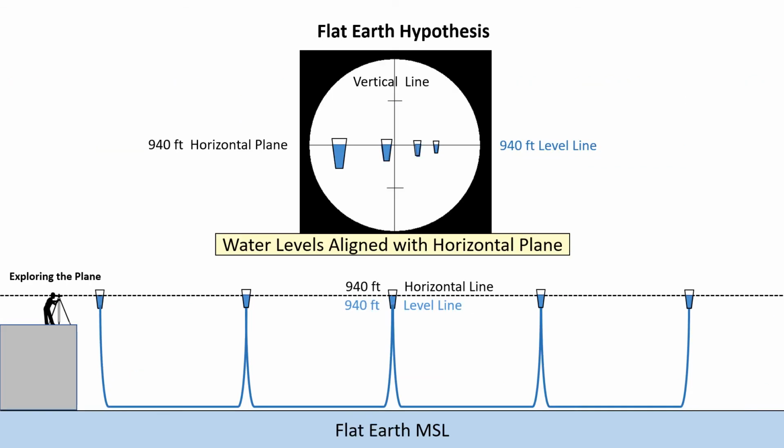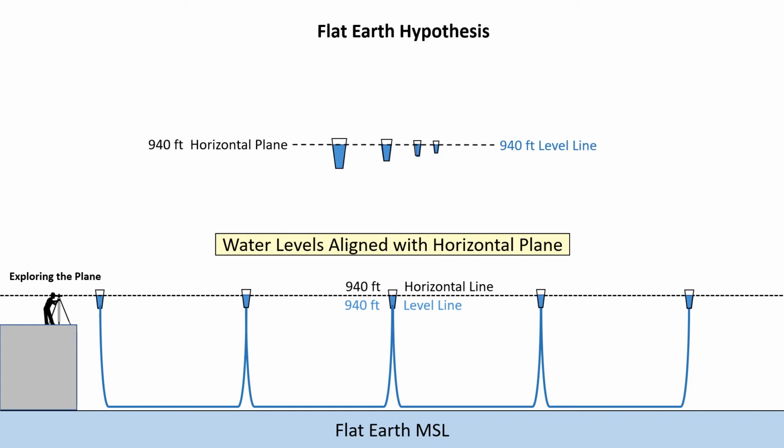Now, if Exploring the Plane had an auto level set up at 940 feet at its location, and we were able to string a series of water levels off into the distance at the same elevation, on a flat Earth, this is what he would see in the viewfinder. The water levels would be aligned with the horizontal plane. But in reality, we don't need the auto level and we don't need the water levels. All we need to do is understand the difference between a level line on a globe and a flat Earth. If the Earth is flat, all of the 940-foot elevations in that photograph should be in alignment.